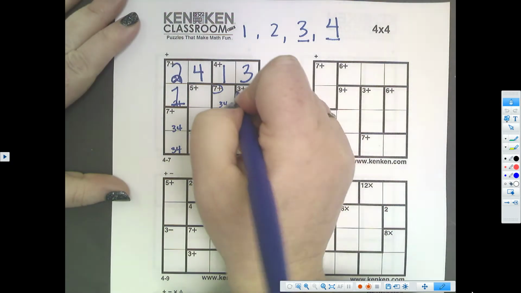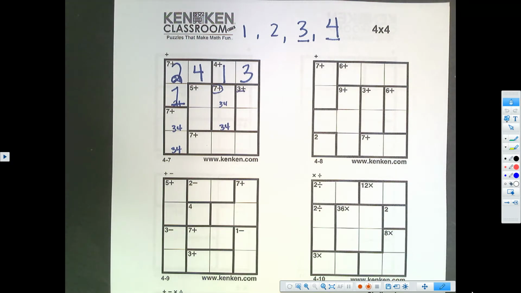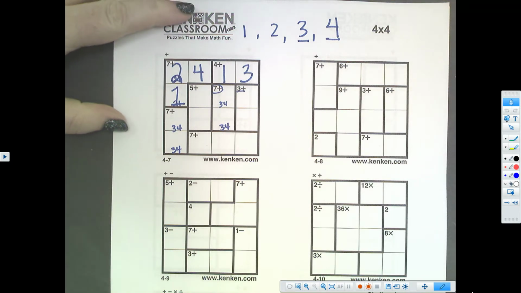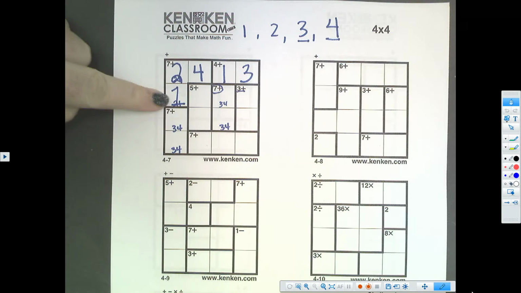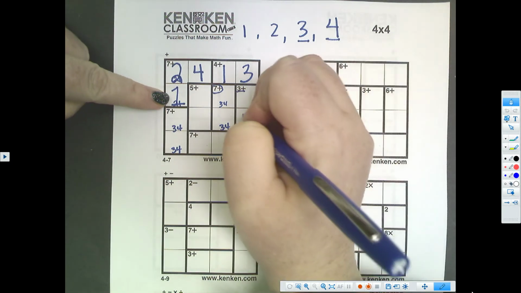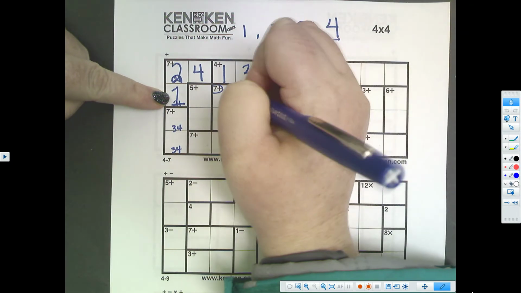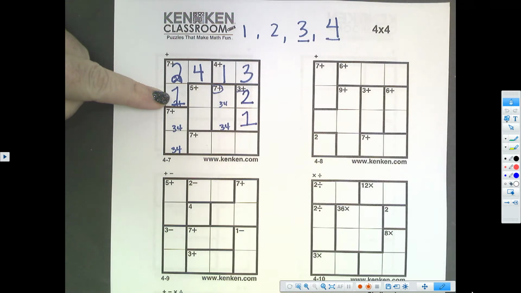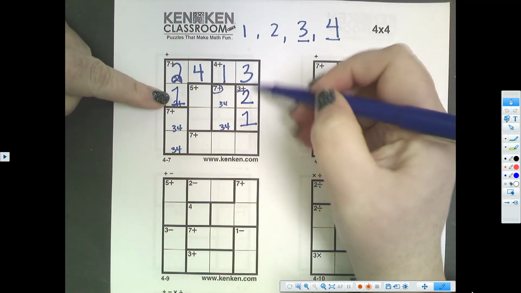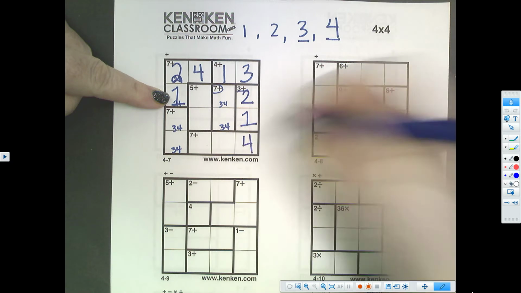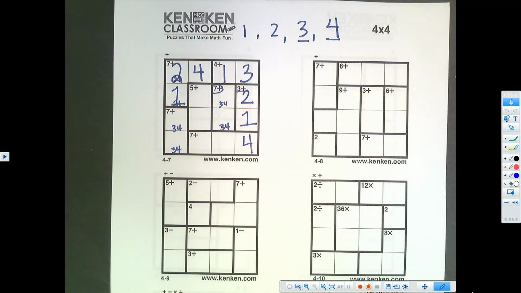Now I can look at this box, which is an addition problem that equals 3. So 1 plus 2 is 3, and I already have the 1. So the 1 has to go in the bottom, and the 2 would have to go in the top. 1, 2, 3 means 4 has to go at the bottom.